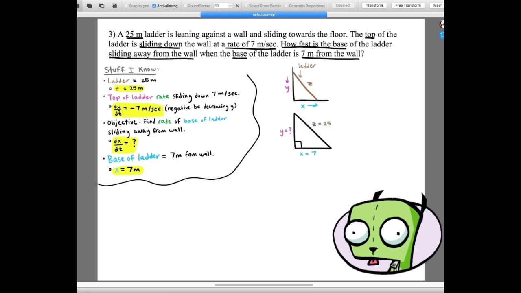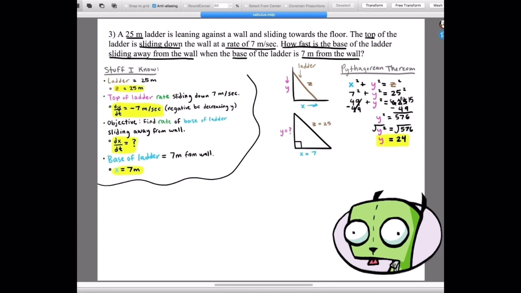Now that we know the lengths of 2 sides of our triangle, we are able to use the Pythagorean theorem. So x² plus y² equals z². You might have heard it as a² plus b² equals c². You just substitute the letters for different letters. You get 7² plus y² equals 25². Comes out to be 49 plus y² equals 625. You subtract 49 from both sides. You get y² equals 576, square root that, and you get y equals 24. So now we have all 3 sides' lengths.